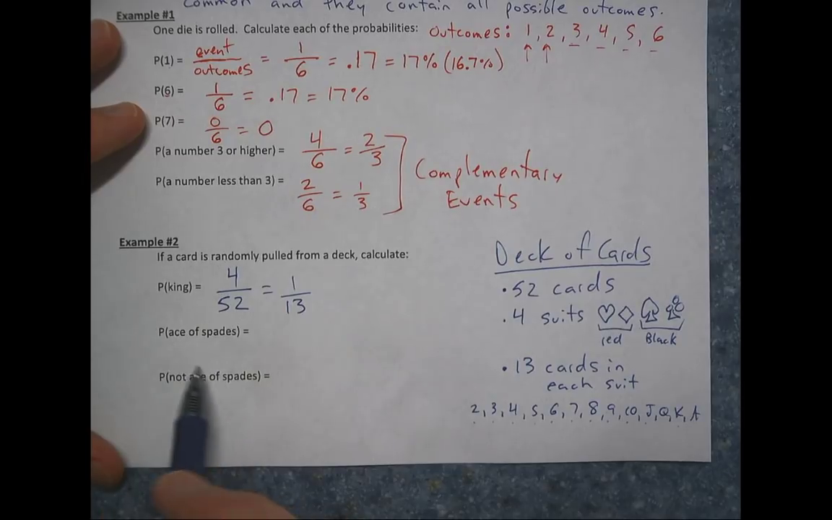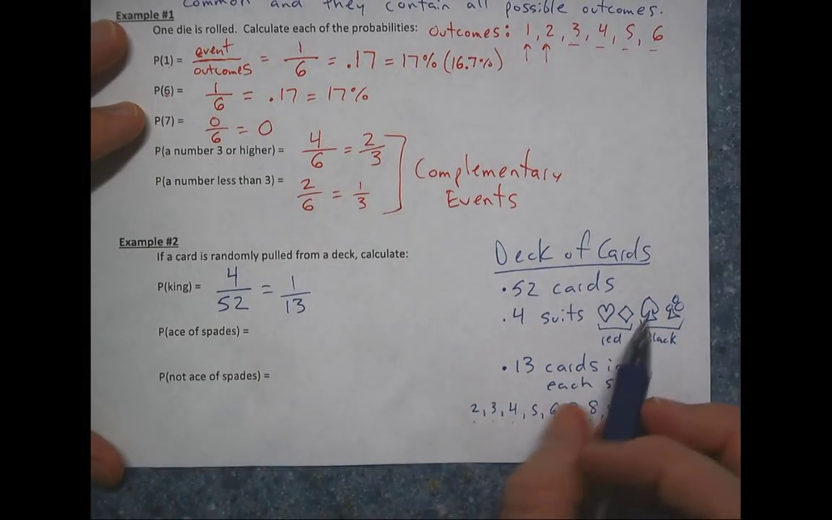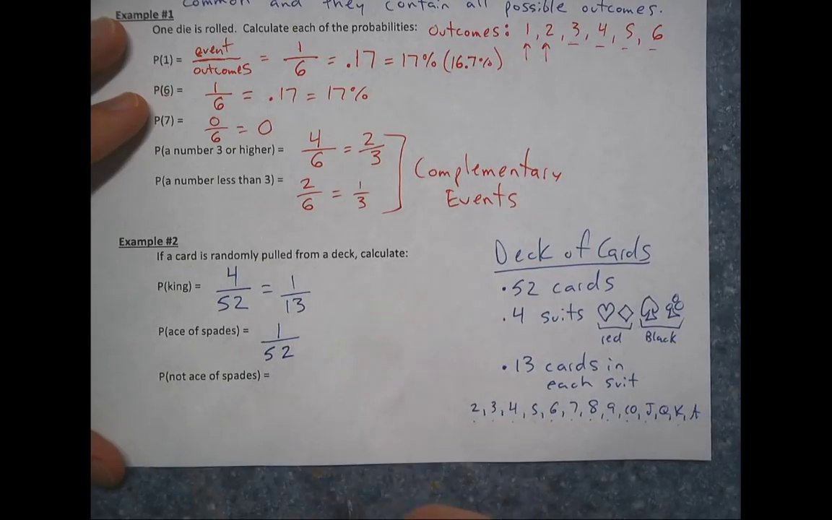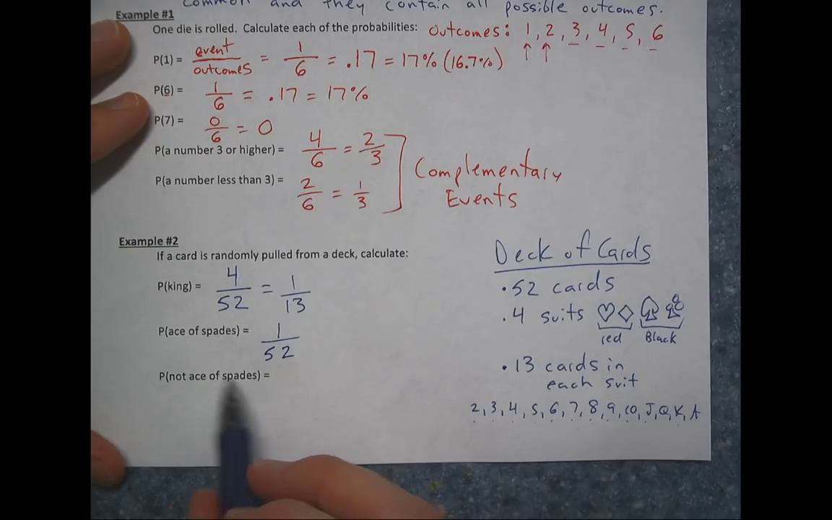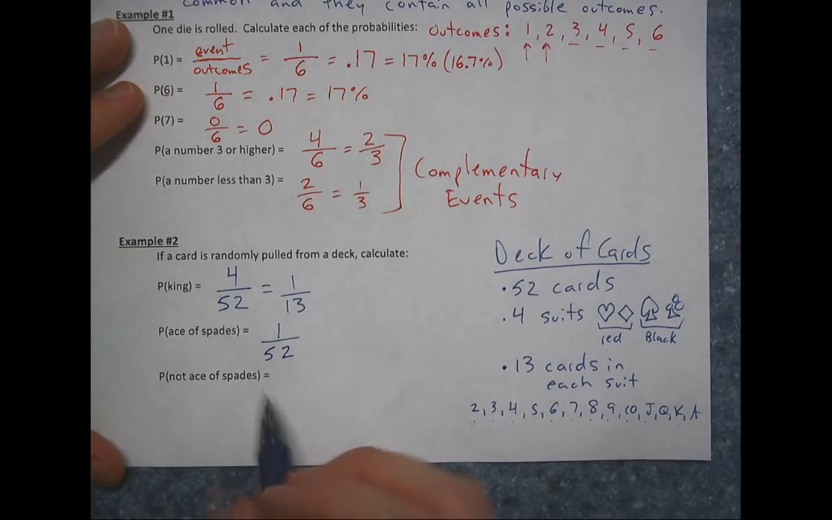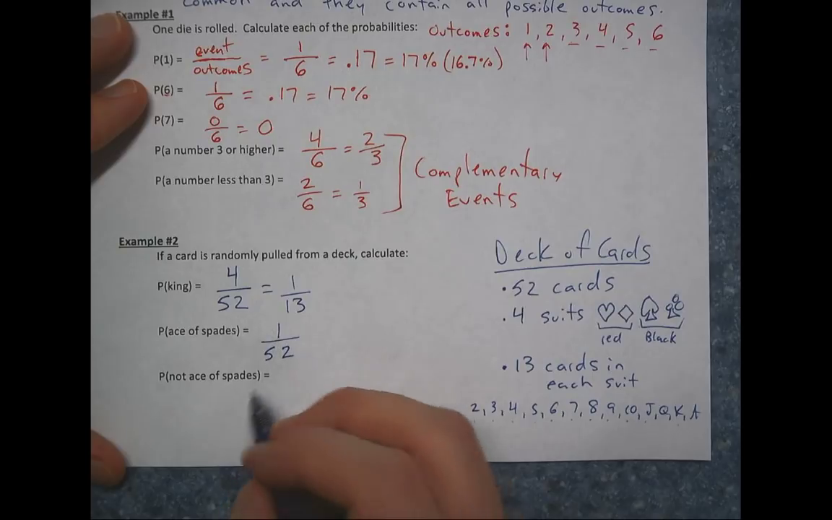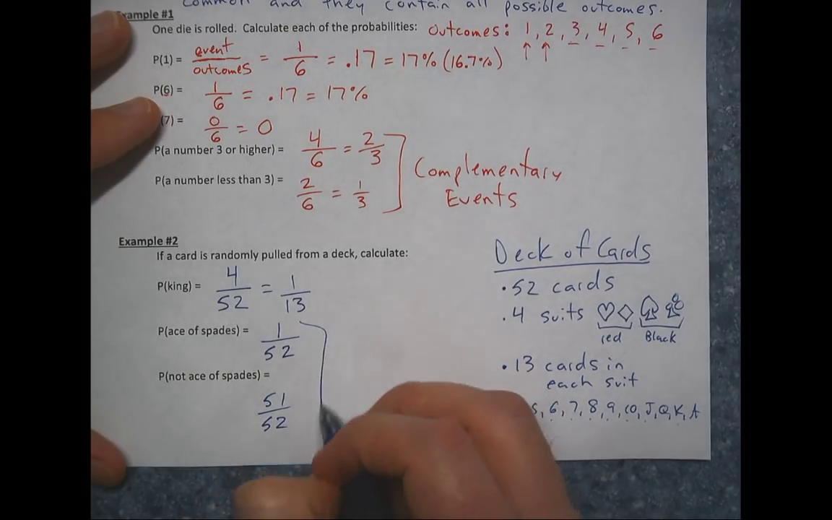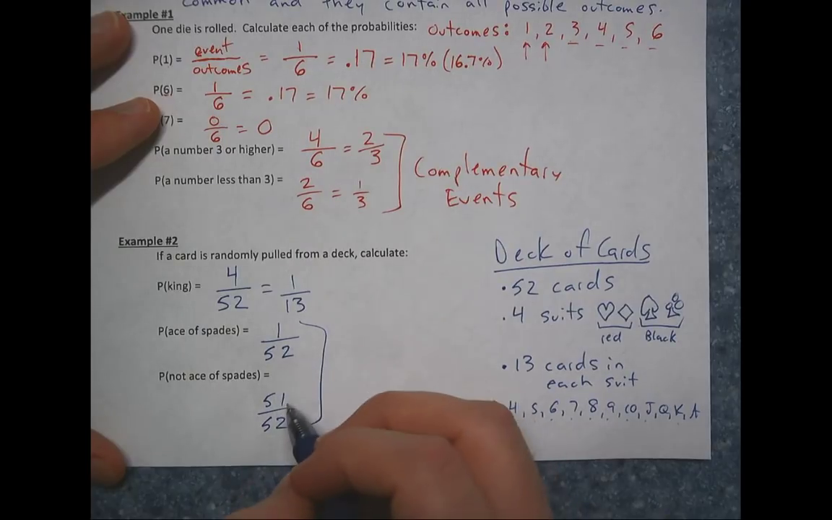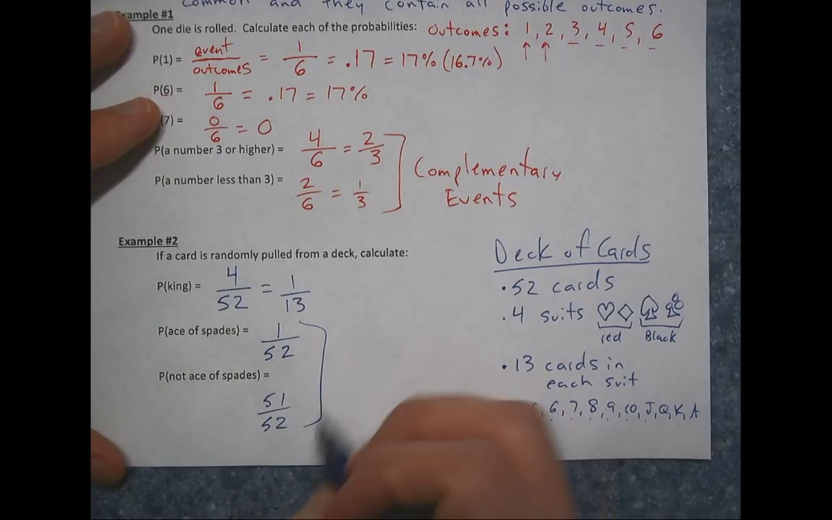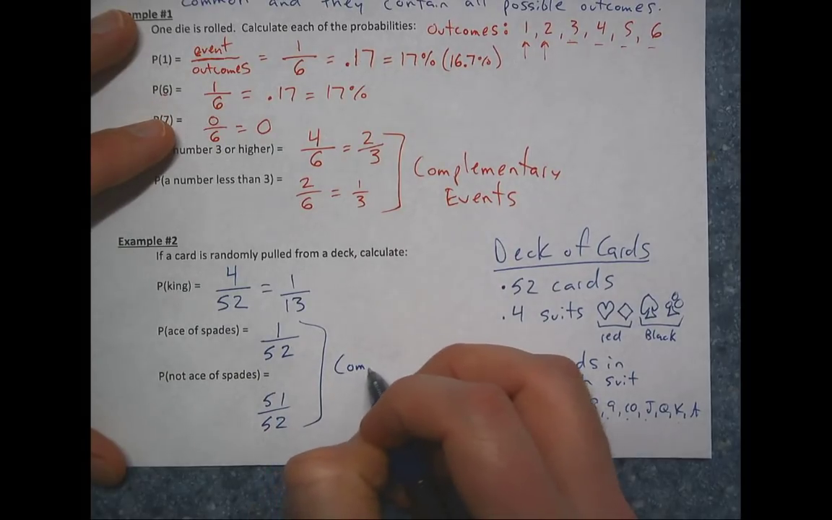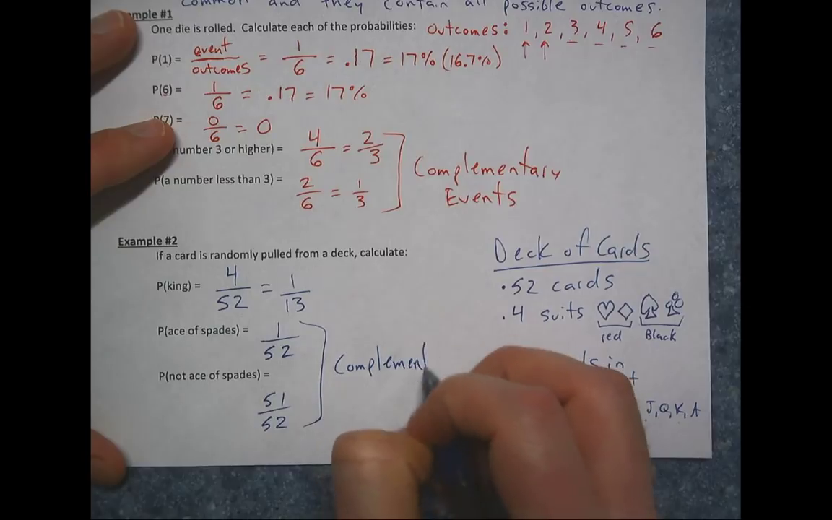Not any ace, the ace specifically of the suit of spades. So there's only one of those out of 52. What's the probability of getting something that's not an ace of spades? So any card besides the ace of spades. Well, there's only one that is the ace of spades. That leaves 51 cards that are not. And again, you would call them opposites. So together, these make up all the possible outcomes. They don't share anything. Okay, and these are called your complementary events.